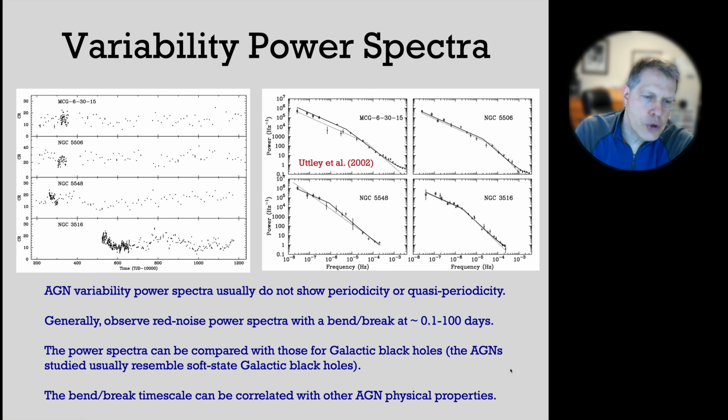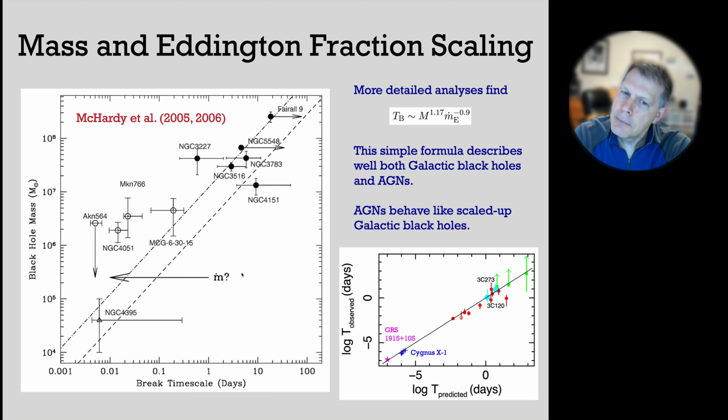So one thing you can do is compare these variability power spectra with those of galactic black hole systems. And generally speaking, the AGN studied usually resemble galactic black holes in their so-called soft state. Galactic black holes have a number of spectral and variability states, and the AGNs that are studied in these studies usually correspond to soft state galactic black holes. Now you can also measure these bend-break timescales and look to see if they correlate with other AGN physical properties. And quite a bit of work has been done on that. Here is just one example of a whole body of literature on this.